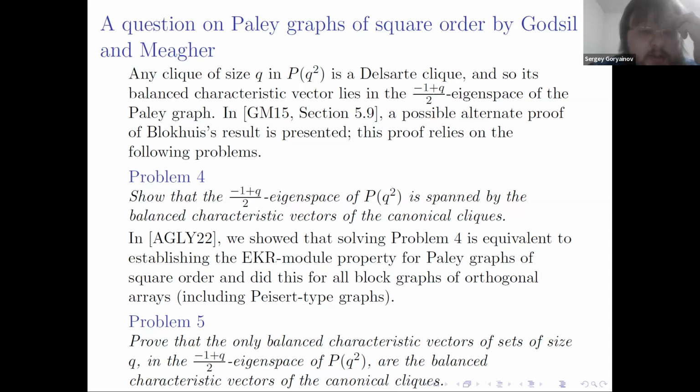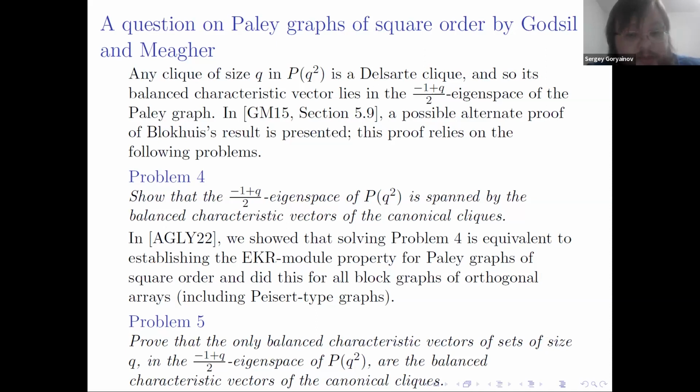In our recent work with co-authors, we showed that solving problem 1 is equivalent to establishing the EKR-module property for Paley graphs of square order, and we did this in a combinatorial way for all block graphs of orthogonal arrays, including Peisert-type graphs, and in particular including Paley graphs of square order. But we were not able to make the second step. It is still an open problem.